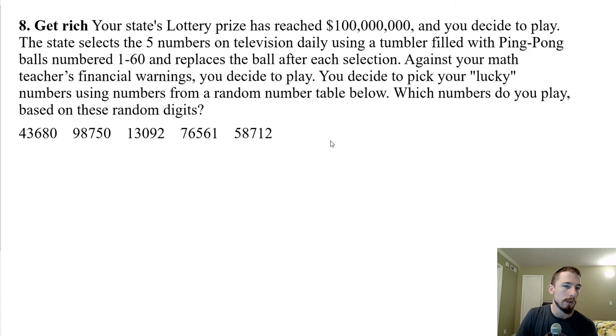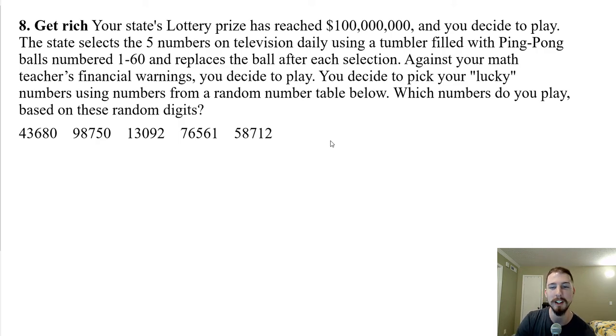Okay, so get rich. Your state's lottery prize has reached $100 million. You decide to play against your better judgment. Ask Belich about it, about playing the lottery. He'll set you straight. All right, the state selects 5 numbers on a television daily using a tumbler filled with ping pong balls, just like the last example. Numbers 1 through 60, and it replaces the ball after each selection, which means that you can have repeats in this case. Against your math teacher's financial warnings, I don't know if I added that or that was from the textbook.